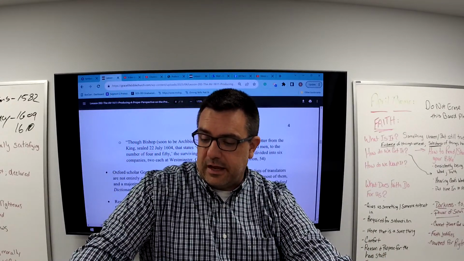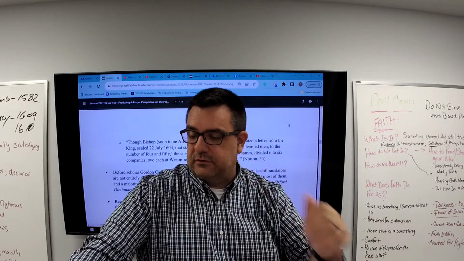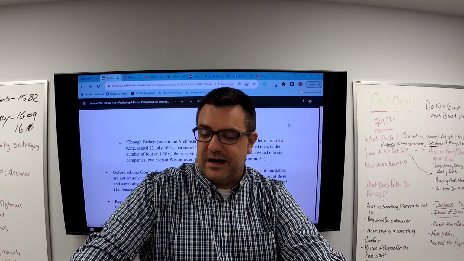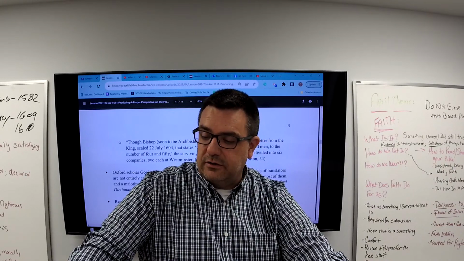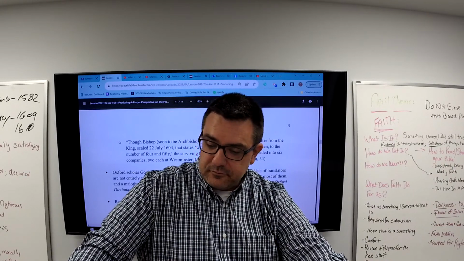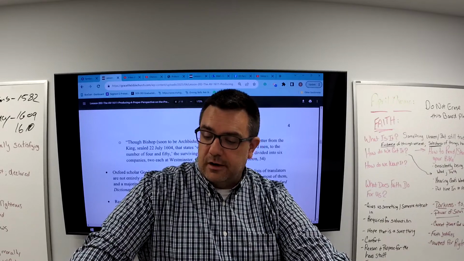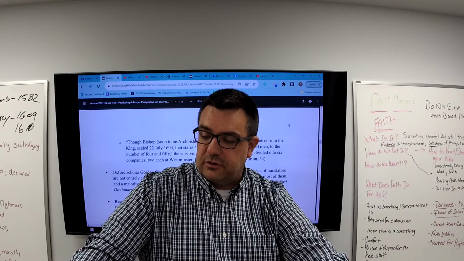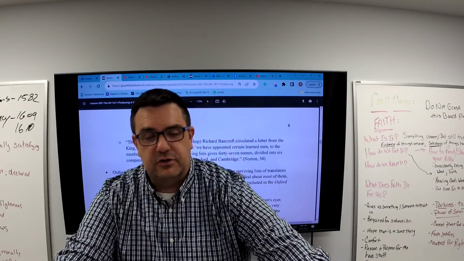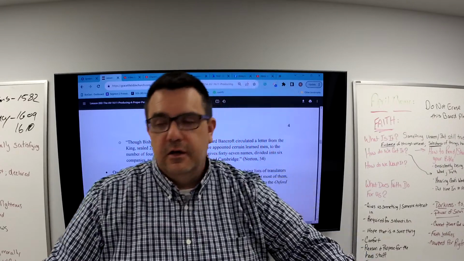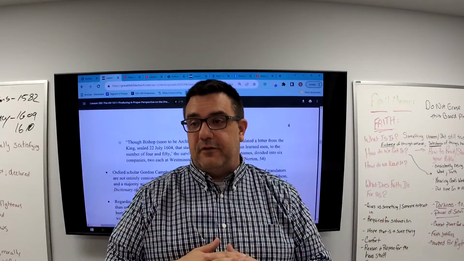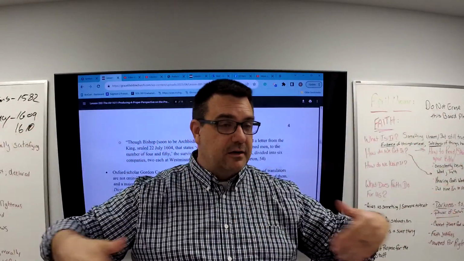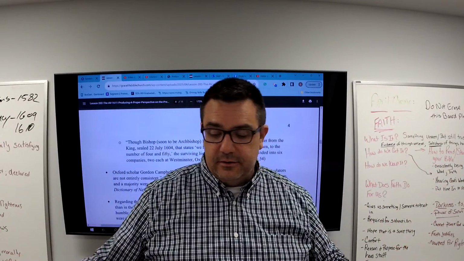Oxford scholar Gordon Campbell concurs with Dr. Norton, quote, that the surviving list of translators is not entirely consistent. That said, quote, we know a good deal about most of them, and a majority were of sufficient standing in their profession to have been included in the Oxford Dictionary of National Biography. So we don't know the exact number. So when Smith talks about their number in the preface, he just talks about many. He doesn't give an exact number, all right?